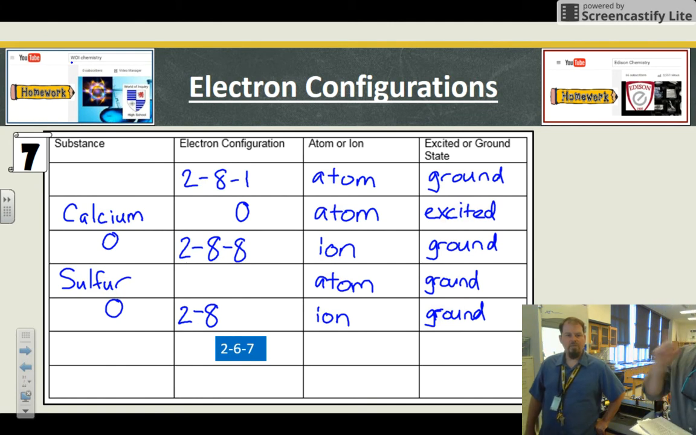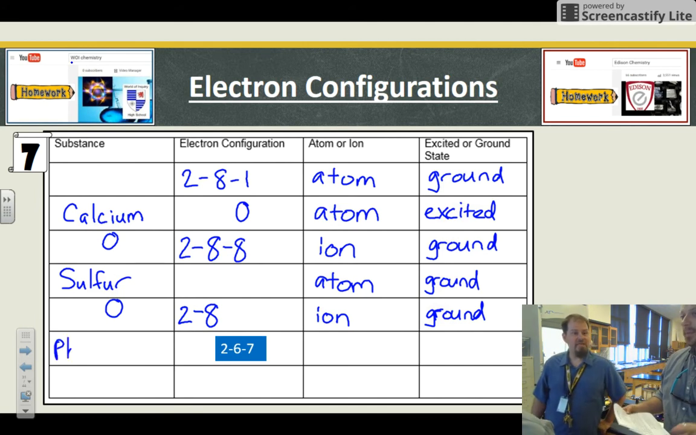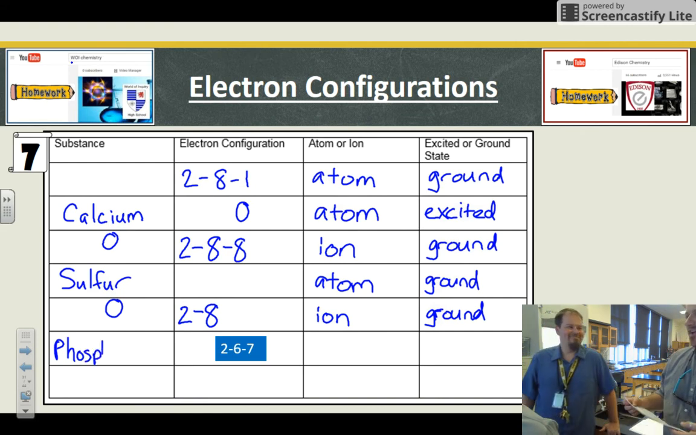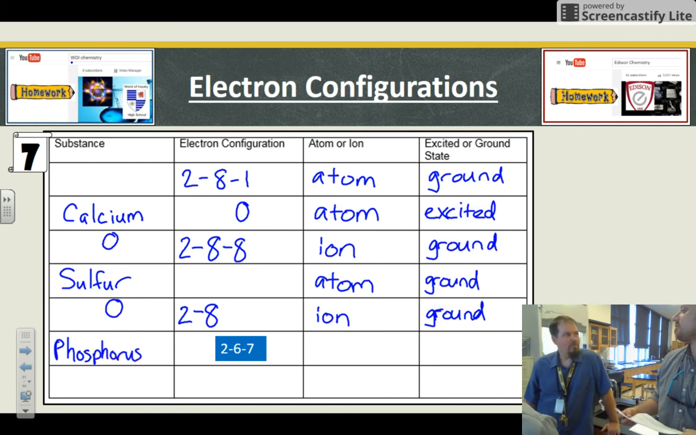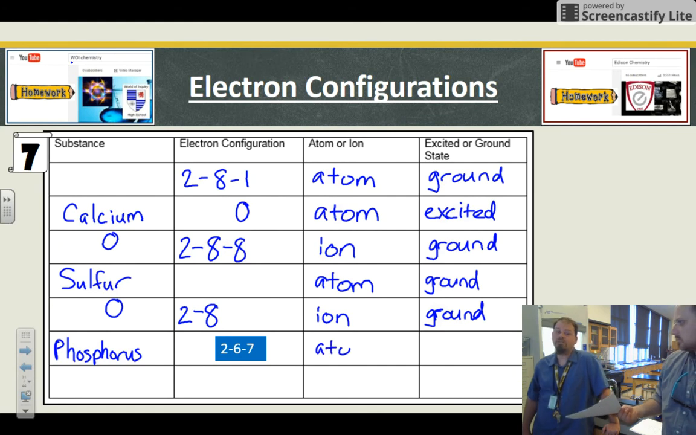Okay, 2-6-7-? 6 plus 2 is 8, plus 7 is 15. 15, who's that? Phosphorus. Phosphorus with a P-H. Yes, but it's 2 P's, not the F. 2-6-7. We can't tell if it's an atom or an ion, so we're going to stick with atom. There's no evidence that there's a charge. So it has to be an atom.